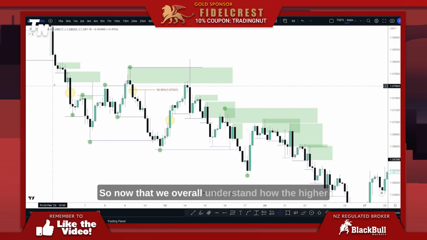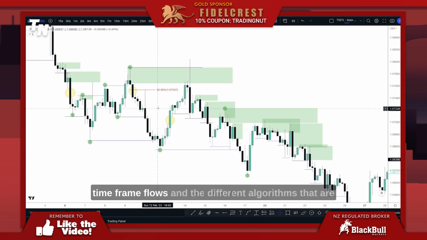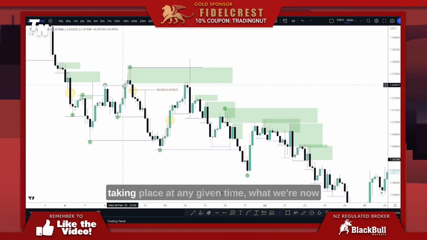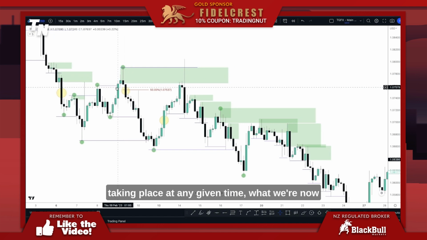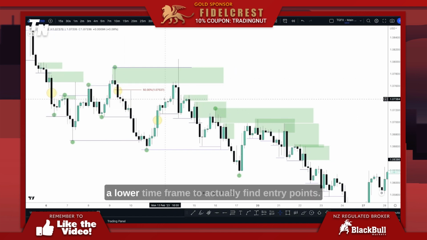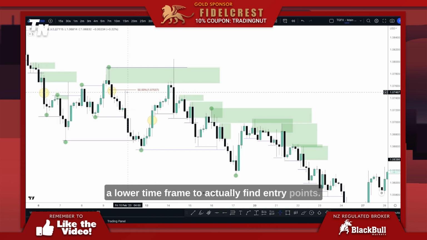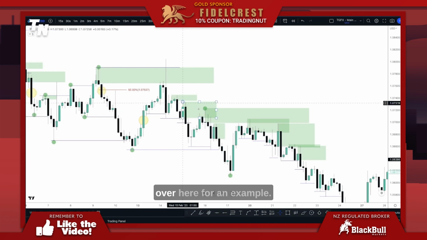So now that we overall understand how the higher time frame flows and the different algorithms that are taking place at any given time, what we're now going to want to do is drop down to a lower time frame to actually find entry points. So let's take this price action over here for an example.